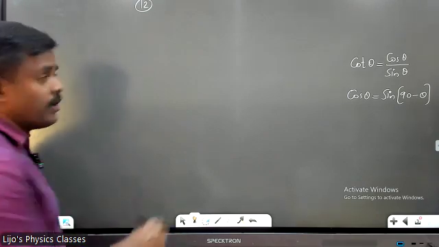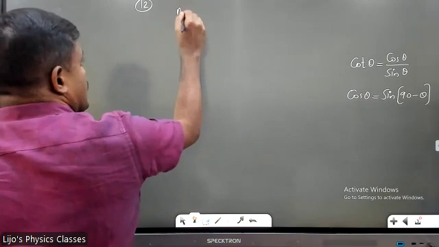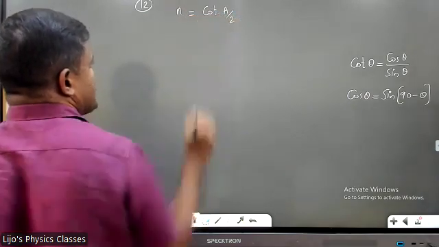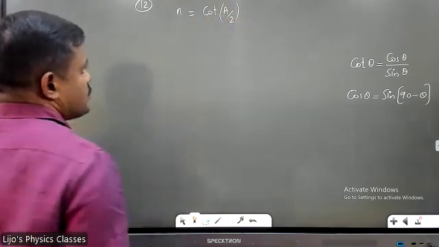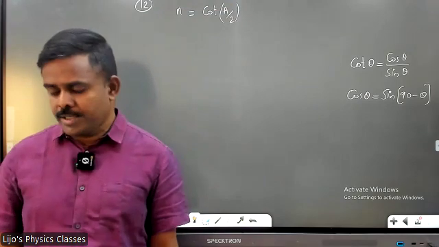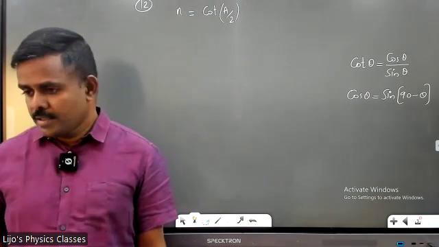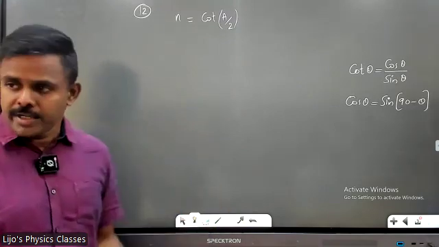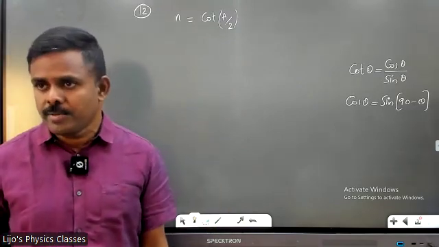Okay. So, first of all, write this. N is equal to, what is given? The refractive index is given as cot A by 2. Okay. Refractive index is cot A by 2.